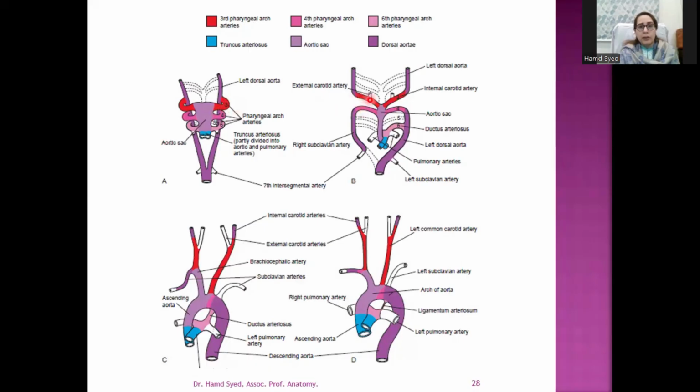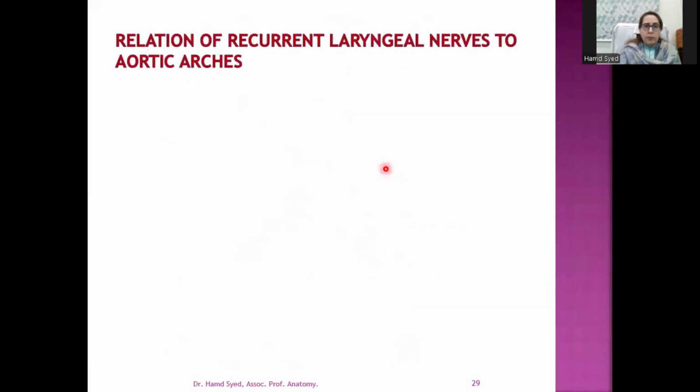If you follow it in the further stages of development, you can see it's going to form the internal carotid artery, and a portion of the common carotid artery. Similarly, you can trace the fourth and the sixth arches as I had discussed before.